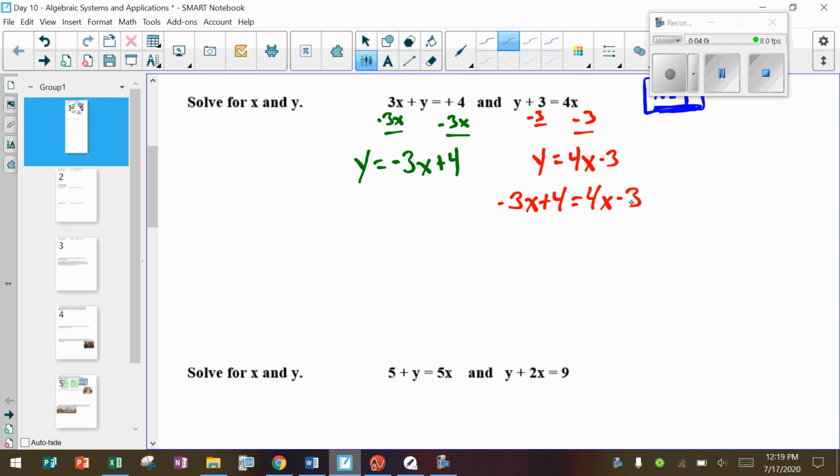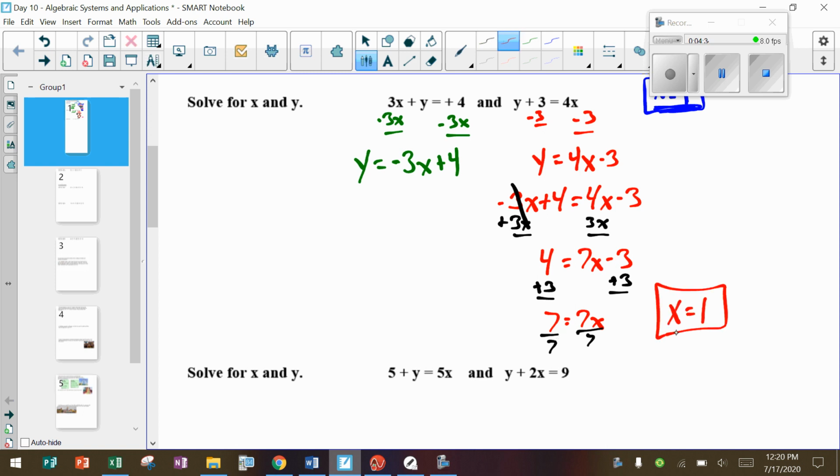Now I have x's on both sides of the equal sign. We need to get them grouped together. So I'm going to add 3x to both sides. And then I'm going to add the 3 over to get x by itself. And then 4 plus 3 gives me 7 equals 7x. Divide by 7. And then any value divided by itself is just 1. So I get x equals 1.